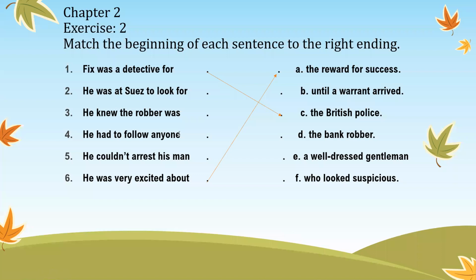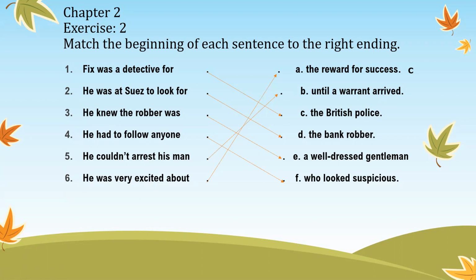So you can write over here as well, like C. Or if you don't want to write over here, you can remove it. Okay, dear students. And then we have number two. He was at Suez to look for dash. So for what was it, dear students? Yes, he was at Suez to look for the bank robber. Number three, he knew the robber was a well-dressed gentleman. And number four, he had to follow anyone who looked suspicious. Number five, he couldn't arrest his man until a warrant arrived. And he was very excited about the reward for success.